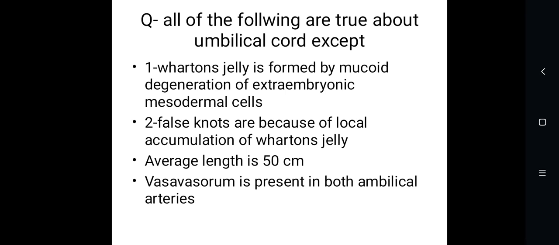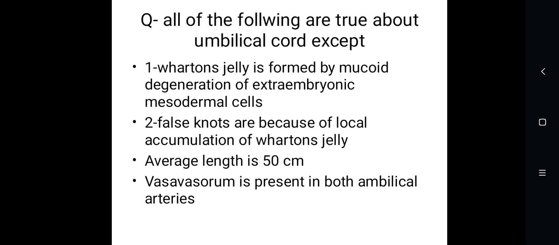Now next question, all of the following are true about umbilical cord except. Let's see the options one by one. We have to find out the option which is not correct, which is not true. Now Wharton's jelly, we all know Wharton's jelly is present in umbilical cord. Always remember Wharton's jelly, umbilical cord connection. It is formed by mucoid degeneration of extraembryonic mesodermal cells. Yes, this is true. I have given you detail in the previous lecture.